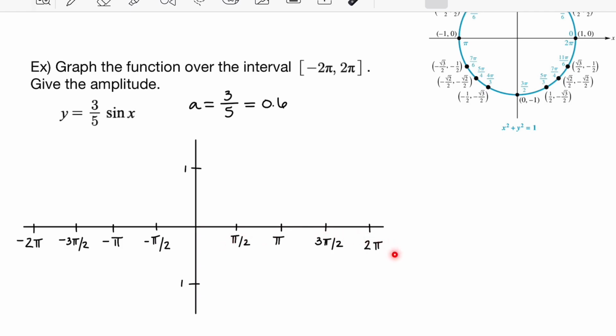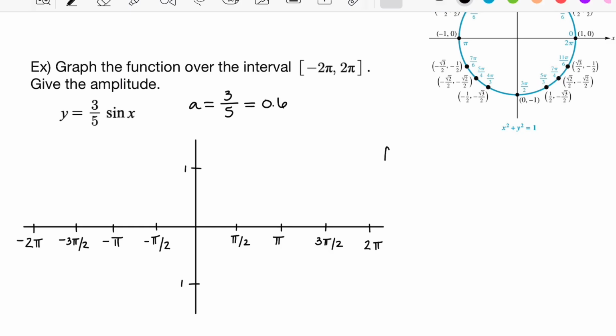So I've already divided the interval into 4 equal parts. If we go from 0 to 2 pi, all we did here was divide that by 2, so we would get pi here. Then we would divide the interval from 0 to pi by 2, and we would get pi over 2. Doing the same thing here, we divide this interval from pi to 2 pi by 2, and we get 3 pi over 2. So that's how we'd split this into 4 equal parts on both sides.